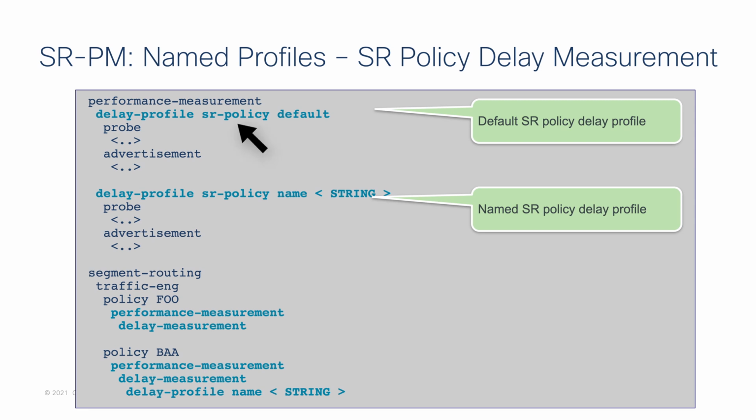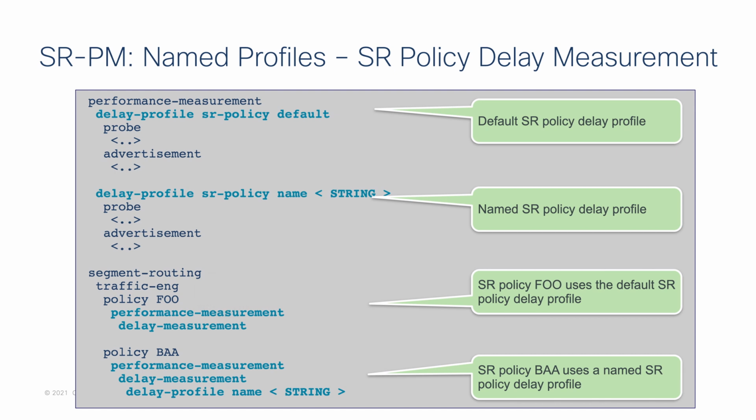Likewise, we can also have a segment routing policy delay profile, and it has also a default SR policy delay profile or a named SR policy delay profile. This time, the application of the delay profile will happen underneath the policy. So in this particular view, we have a segment routing policy foo, where we enable performance measurement, and when we just enable delay measurement underneath without specifying the delay profile name, the SR policy foo will use the default SR policy delay profile. On the other hand, policy va is enabled for PM and delay measurement, and it has the reference to the named delay profile, and then that is the profile that is going to apply for policy va.